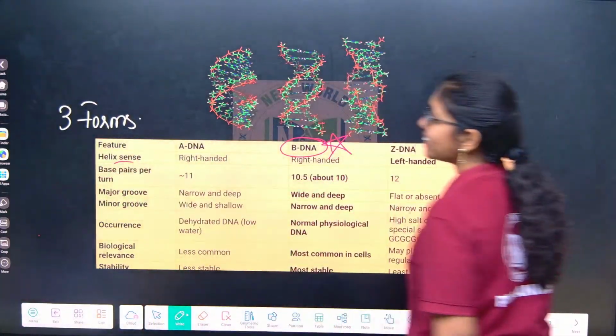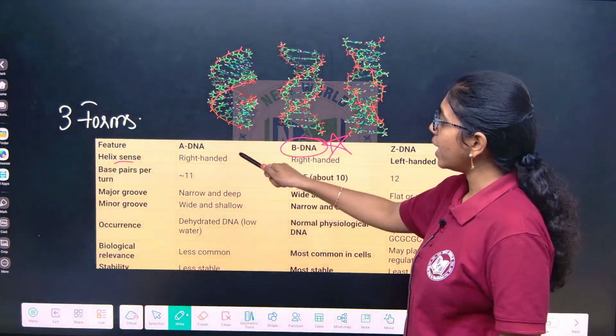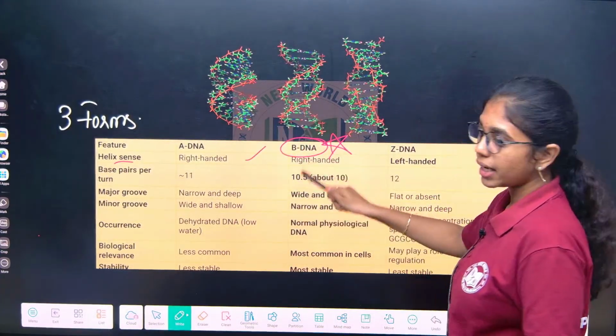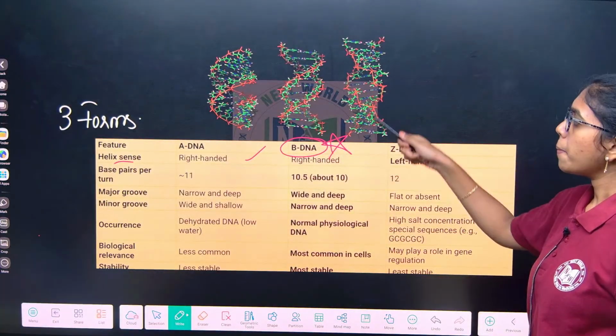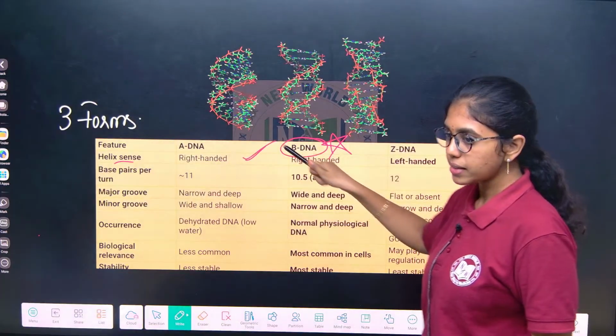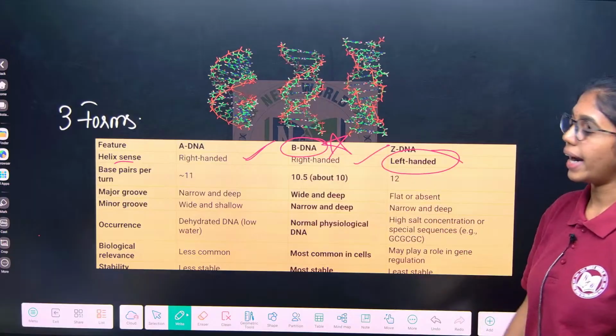First is helix sense, how they are folded. A-DNA is a right-handed helix. Listen carefully, A-DNA is a right-handed helix. I will send you the PPT anyhow. Okay, listen carefully. A-DNA is a right-handed helix, B-DNA is also right-handed, Z-DNA will be a left-handed helix.